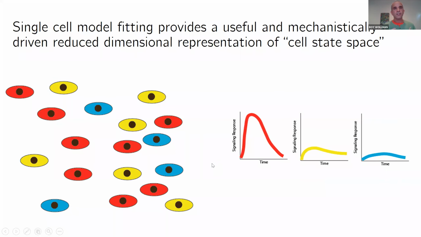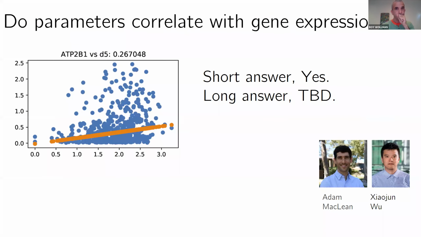Right, so the gist here is that single cell model fitting could provide a useful and mechanistically driven way to represent the cell state space, in a way that I think of as very complementary to the representations we're more comfortable thinking about, in terms of gene expression space, or just looking at the phenotype itself. And those three are complementary views to each other.